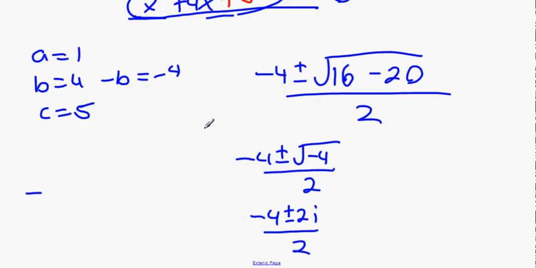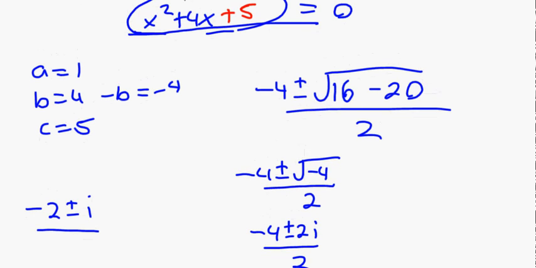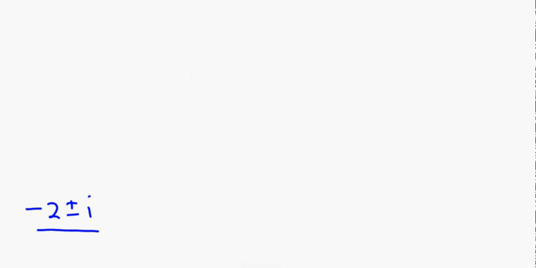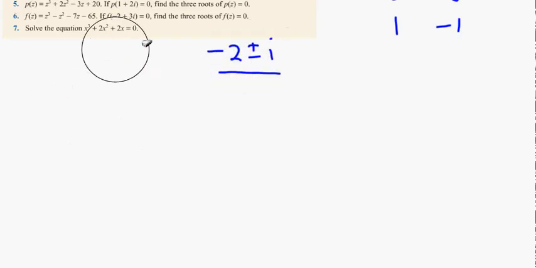Sorry guys, I just made another brief mistake there. I just had to divide by 2, so it's actually minus 2 plus or minus i for that part there, because I forgot to divide the 4 by the 2 as well. So it's minus 2 plus or minus i. I'm going to bring that up to the top here, and then we're going to solve the rest of it there.